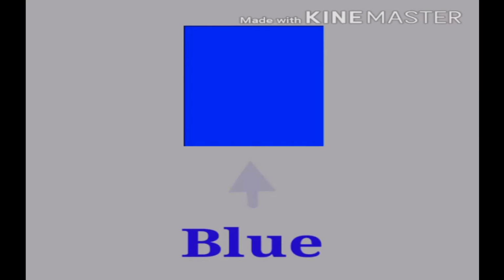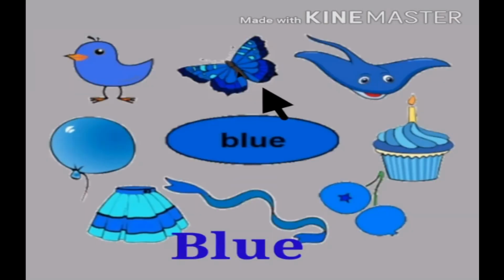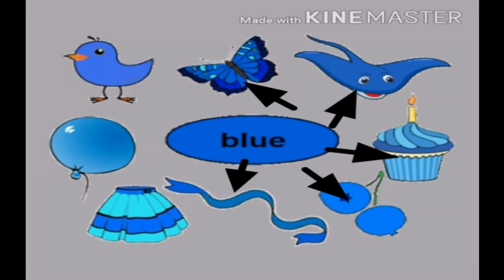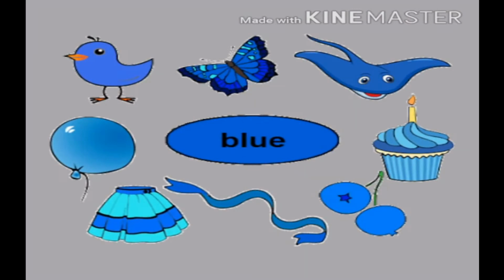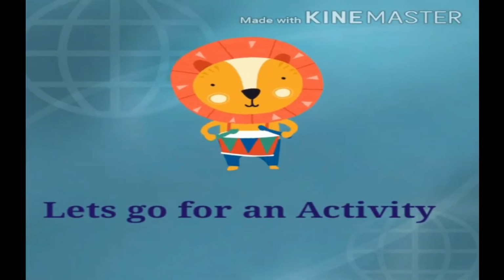This is blue. And these are blue objects: blue butterfly, blue fish, blue cake, blueberry, blue ribbon, blue skirt, blue balloon and blue bird. Okay students, now start your activity time.